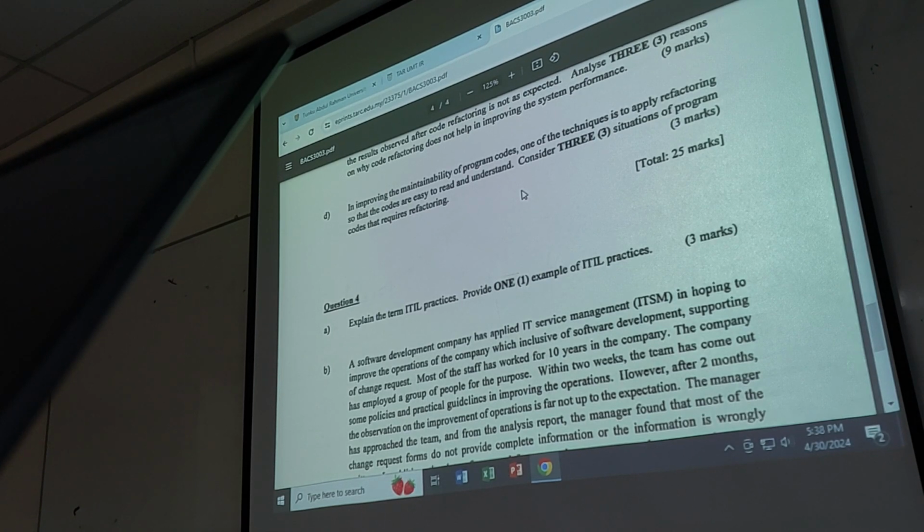Readability already mentioned. Maintainability, difficult to change. Understand? Difficult to change. So this is the answer for this year. Okay, we discuss another question.